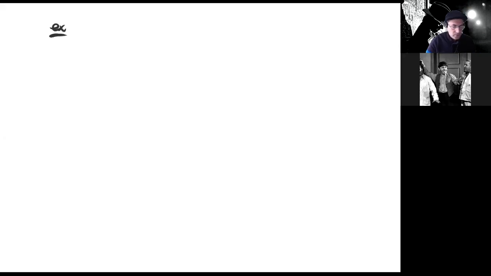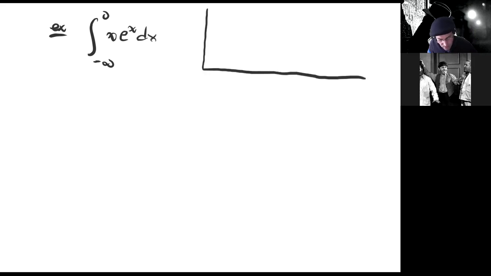Okay, so I'm going to do one more problem. The last problem I'd like to do is the integral from minus infinity to 0 of x times e to the x dx. What I'm going to do is first do the corresponding indefinite integral, the integral of x e to the x dx. How do you do that?